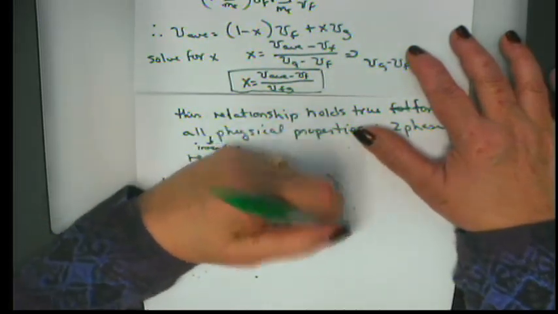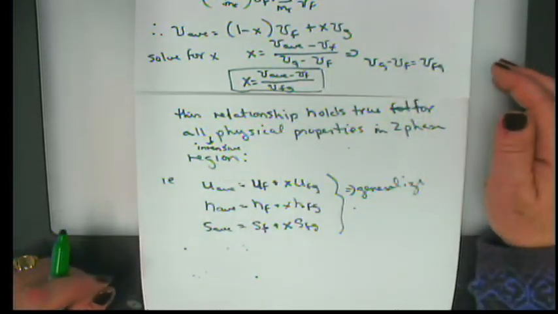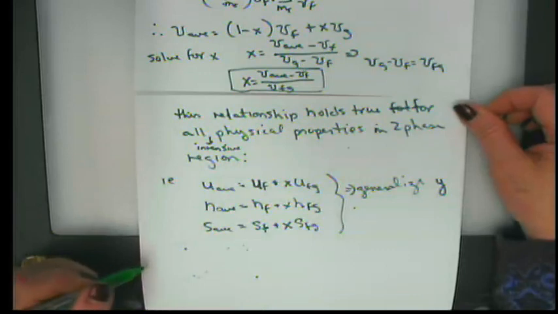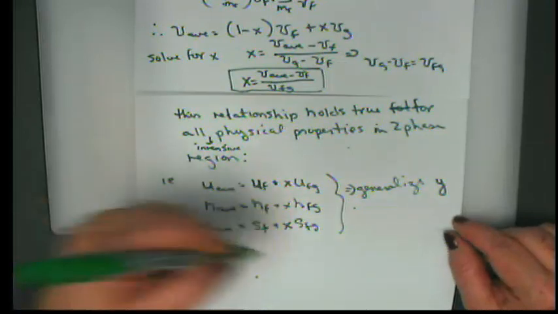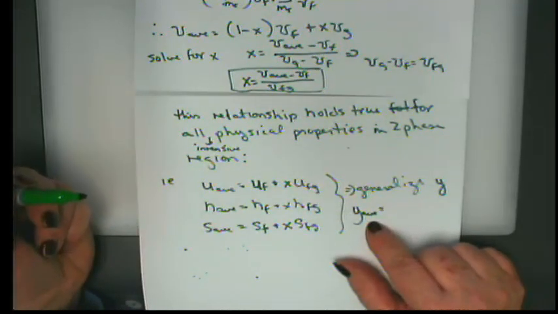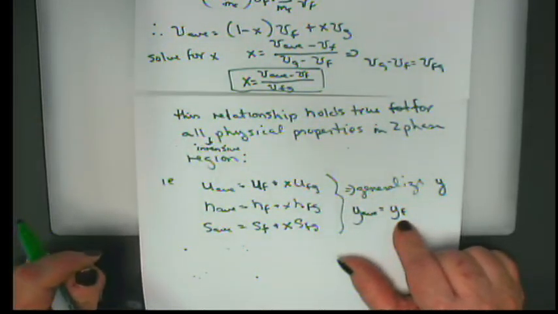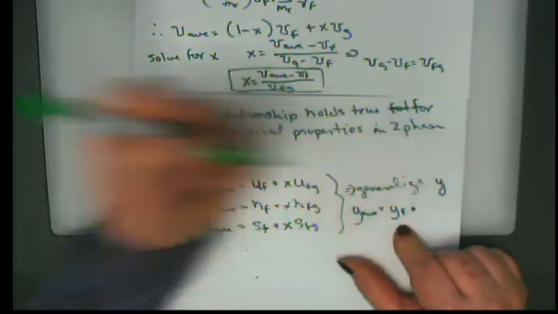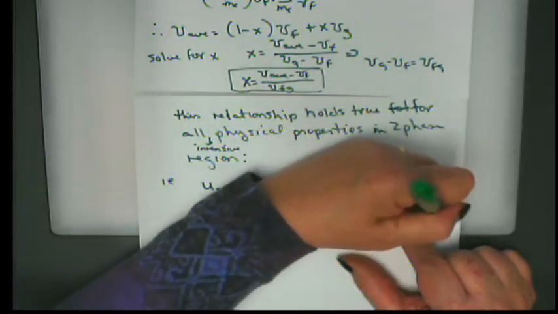And because of this, we generalize to say that any physical property that is intensive is given the designation Y. So in other words, U could be Y, H could be Y, S could be Y. And we can then say that Y average, any intensive physical property in the two-phase region, is equal to the value of that physical property for the liquid, at that pressure and temperature, or pressure and specific volume, or whatever defines it, plus X, steam quality, times Y sub FG.